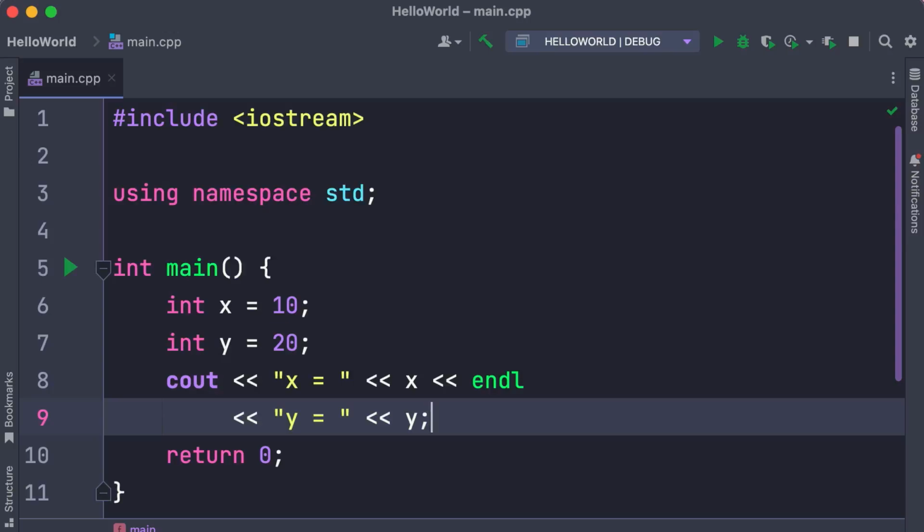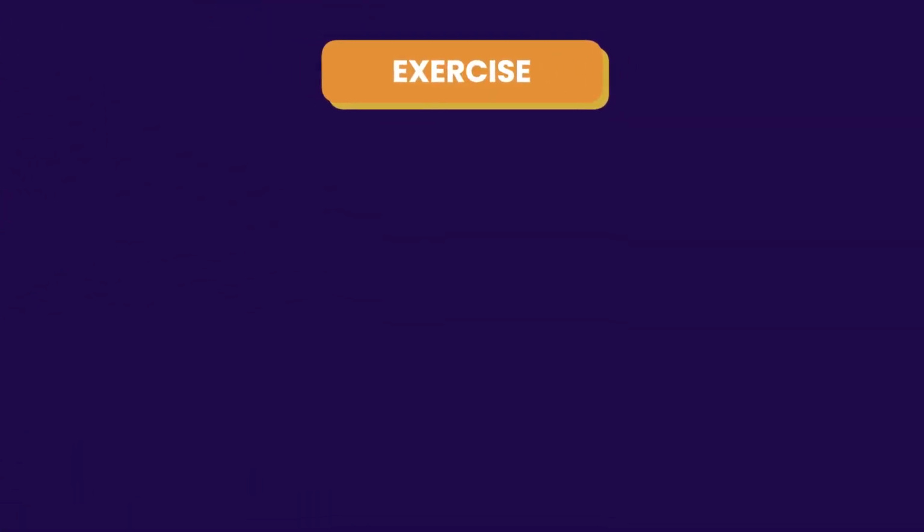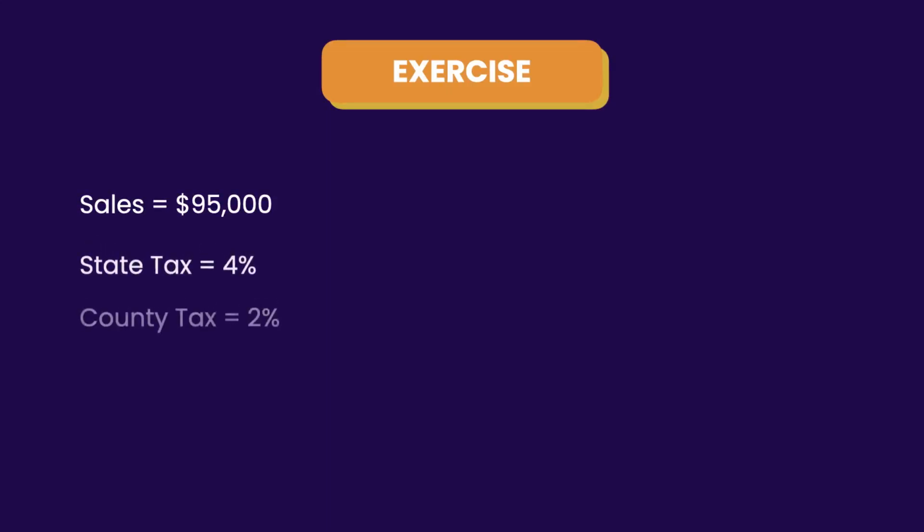Great. Now here's your exercise. Imagine you have a store and you have made $95,000. Now as part of your tax return, you have to pay state and county tax at different rates. So state tax is 4%, whereas county tax is 2%. Now I want you to write code to show your total sales, as well as your state tax, your county tax, and the total tax you have to pay on this income. So pause the video and work on this exercise for 5 minutes, then come back and see my solution.